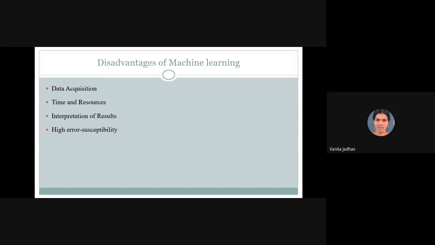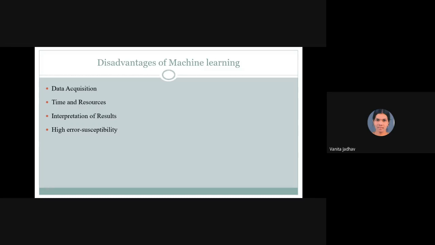Next one is high error susceptibility. Machine learning is autonomous but highly susceptible to errors. Suppose you train an algorithm with a data set small enough to not be inclusive. You end up with biased predictions coming from the biased training set. This leads to irrelevant advertisements being displayed to the customer. So high error susceptibility is one of the disadvantages of machine learning.